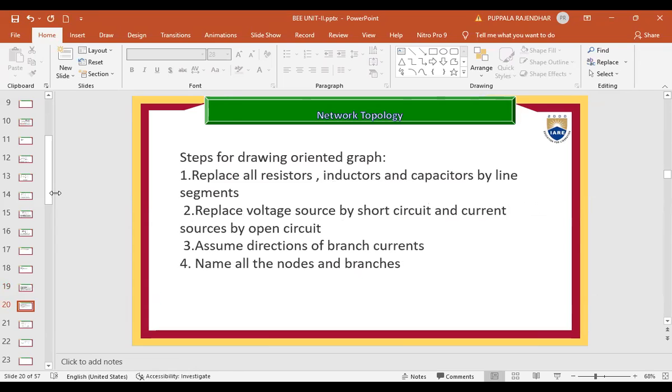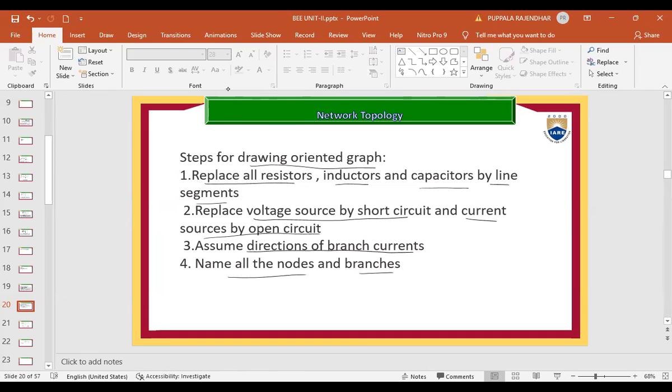These are the procedure to draw an oriented graph. First, we will replace all the resistors, inductors, and capacitors by line segments. We will replace the elements with a line, and replace the voltage sources with the short circuit and current sources with the open circuit, and assume the directions for the branch currents, and give the numbering for all nodes and branches. This is a way to draw an oriented graph.